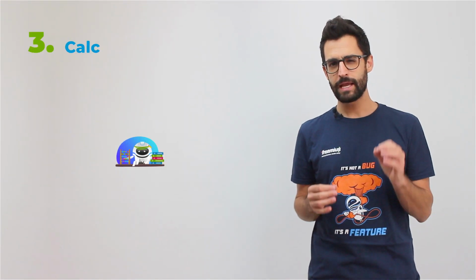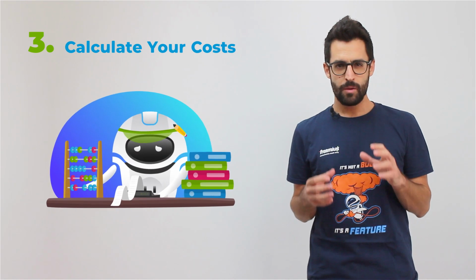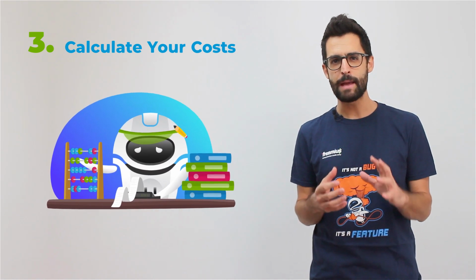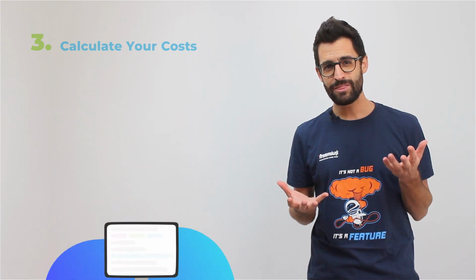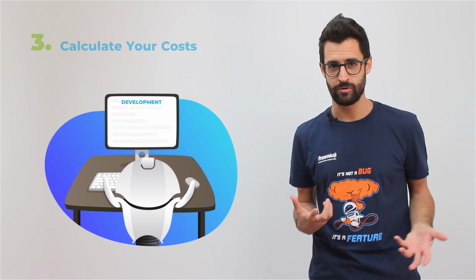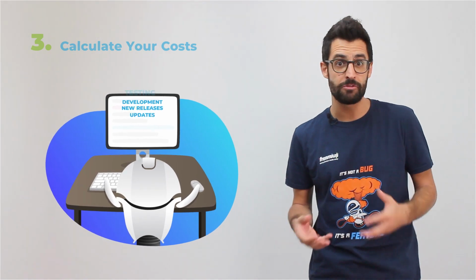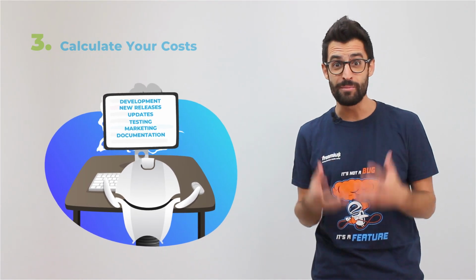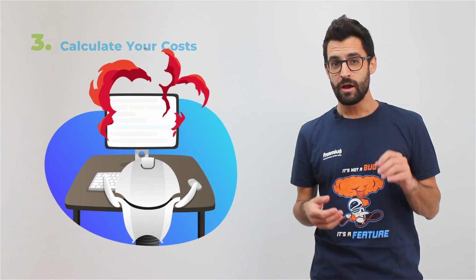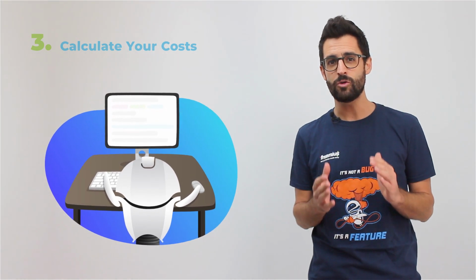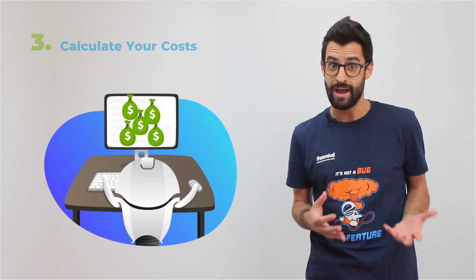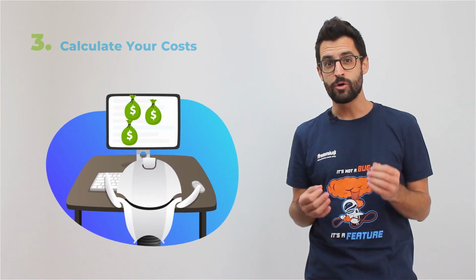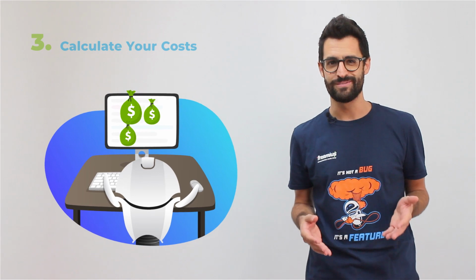Step 3. Calculate your costs. Putting the right price tag is not only a matter of income, but also a matter of expenses. Think about the time spent on development, new releases, updates, testing, marketing, documentation, and support. A good data-driven business thinks not only about how much money comes in, but also about how much money or time goes out. After all, your profit is the difference between the 2.